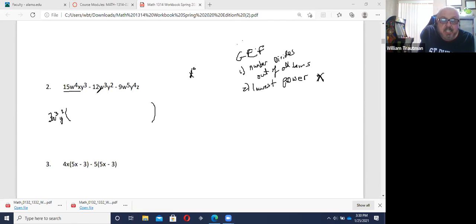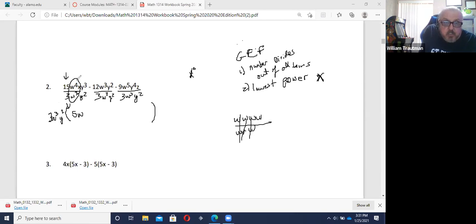So I'm going to divide each of these by 3W3Y squared. And when I do that, I get 15 divided by 3 is 5. W4 divided by W3, in other words, W to the 4 is WWWW, all multiplied together. W3 is WWW. You see 3 cancel, and we're left with just 1 W. You can do top minus the bottom exponent rule. 4 minus 3 is W to the 1 power.